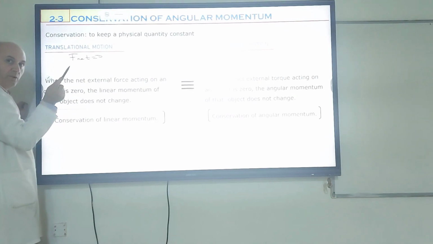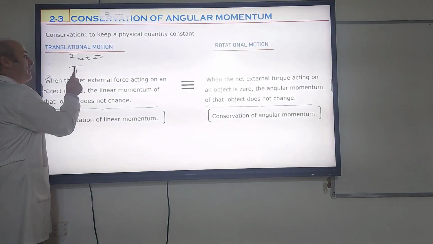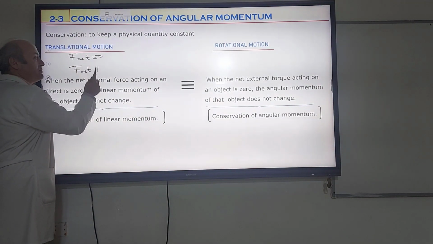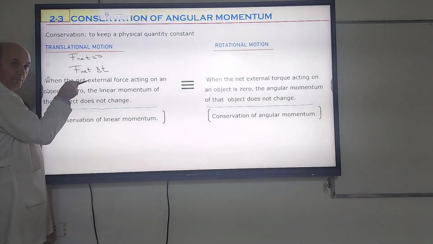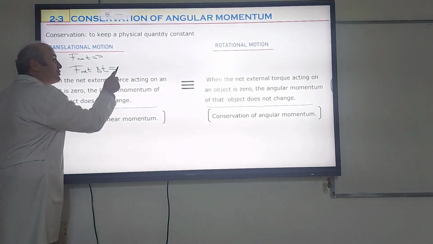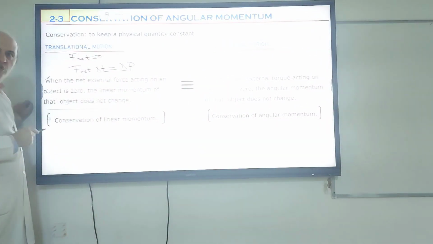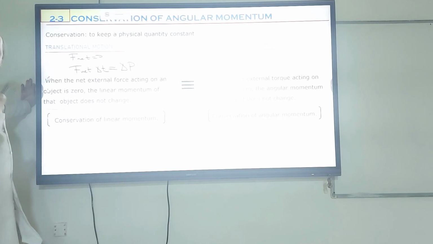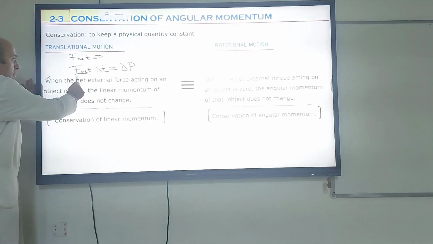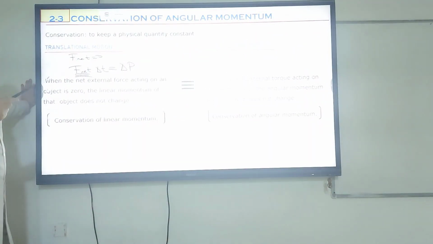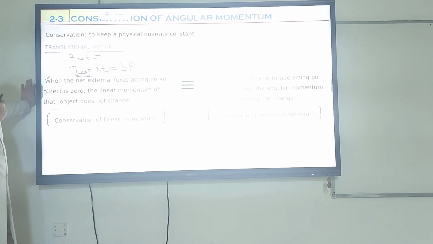And you also studied a quantity in an equation like this. If some net force acts on an object for some time, which is called impulse, you are going to observe a change in linear momentum. So if you want to change the linear momentum of a car, you have to apply some net force on the car.